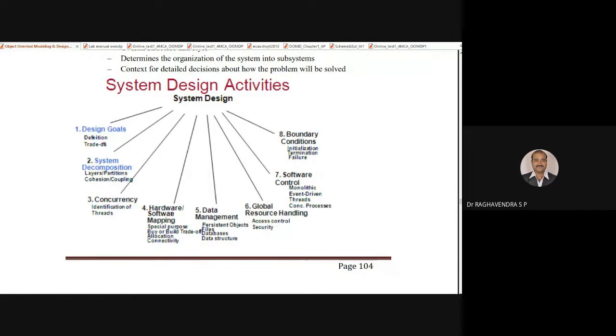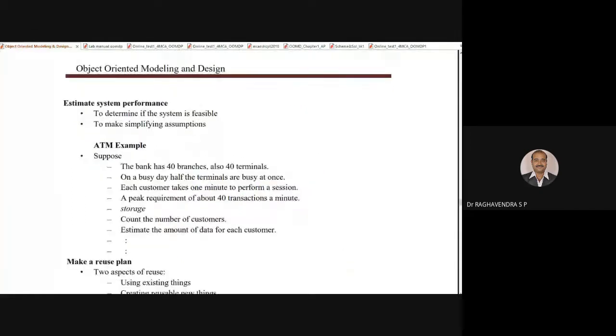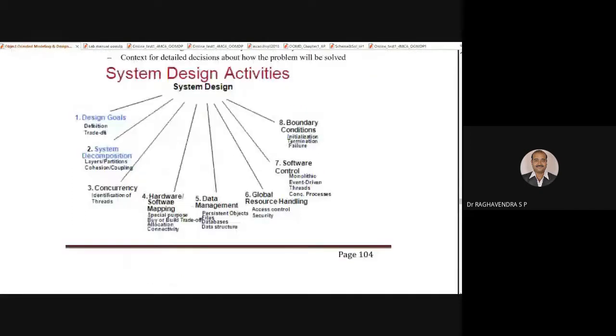So initialization, termination, and failure. You should focus on what kind of values you have to take as the initial value, how to terminate, how to end the design concept, and if something happens which may lead to failure of the design, what needs to be done so that we can repair the given design. So all these things come under boundary conditions. So this is all about system design.